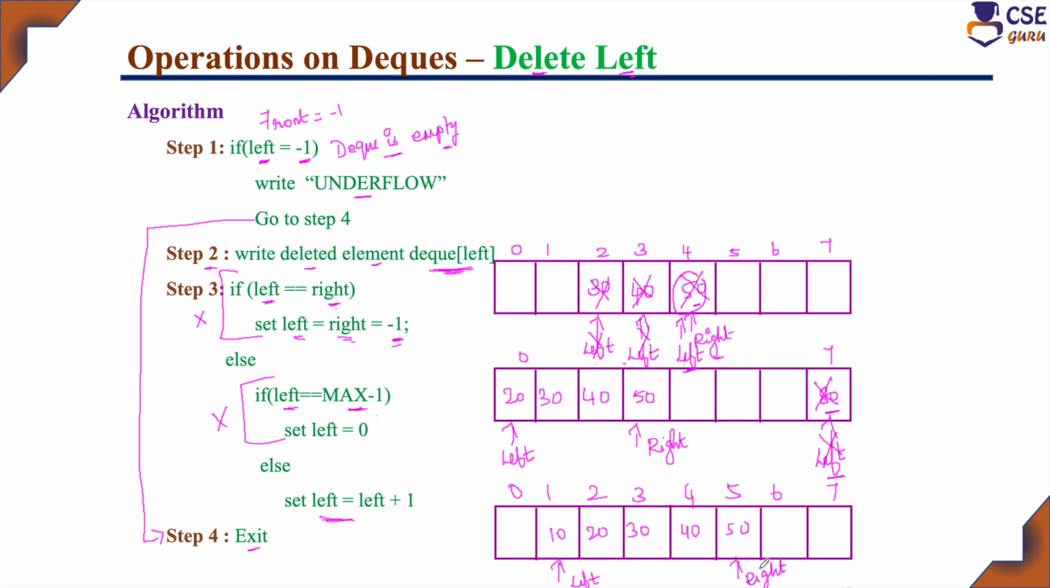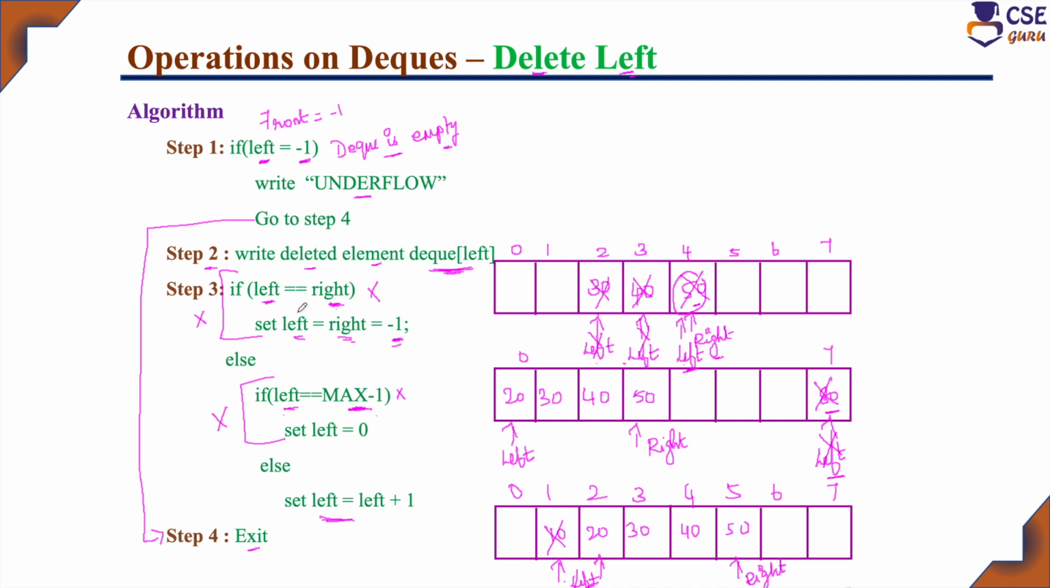If this is the case, and you are implementing the delete left operation, see here, left pointer is not equal to right pointer, so this condition fails. The left pointer has not reached the max minus 1 position. What is the maximum memory you have allocated? It has not reached that maximum position. Okay, this condition also fails, so just increment the left pointer by 1. Okay, if you are incrementing the left pointer, now it will point to the second memory location. Automatically this element will be deleted. This is the simplest form of deletion actually.